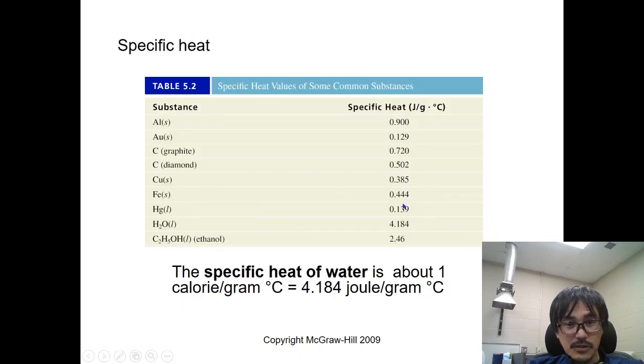So all of those specific heats are given by this table. You don't really have to remember any of these, but you might want to remember this one right here. The specific heat of water is 1 calorie, which is that one, 4.184 joules per gram per degree Celsius. And everything else is that.